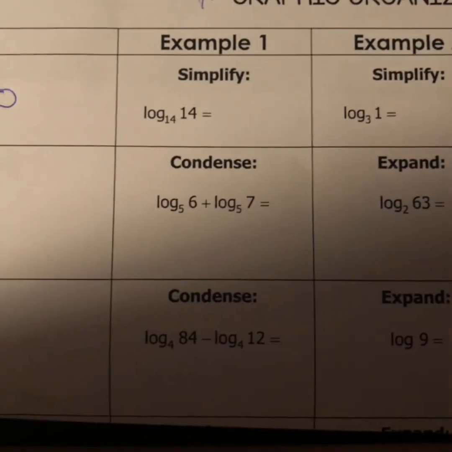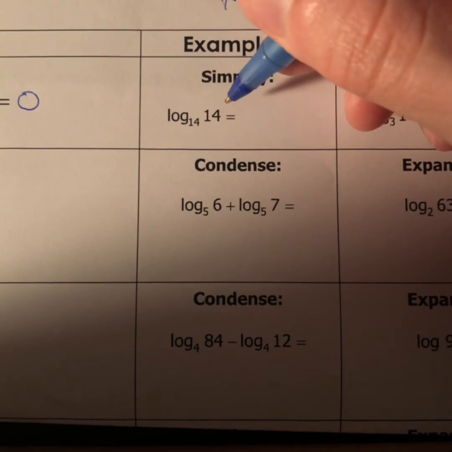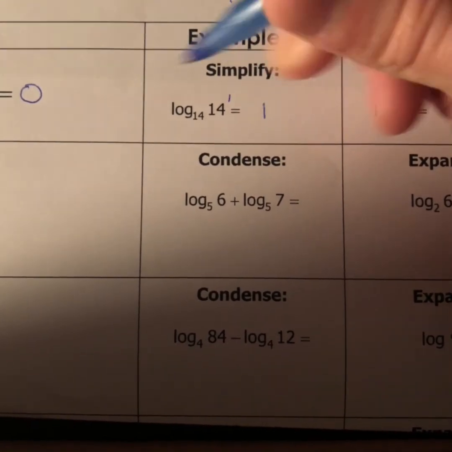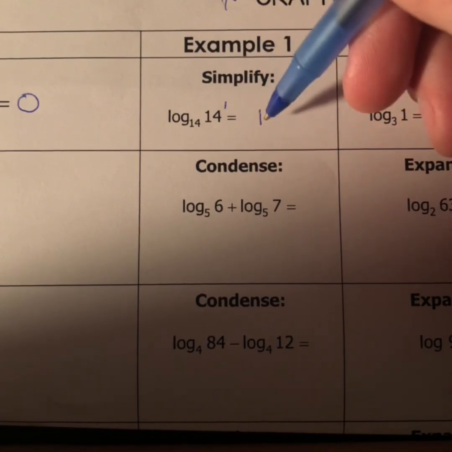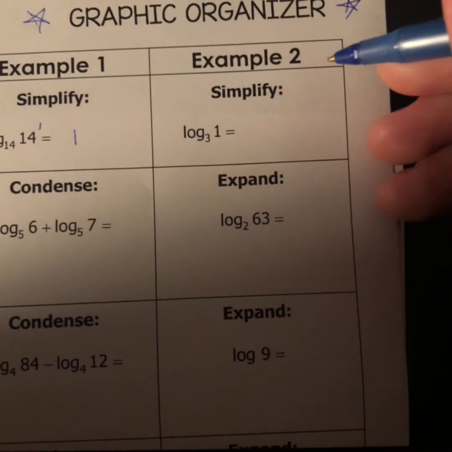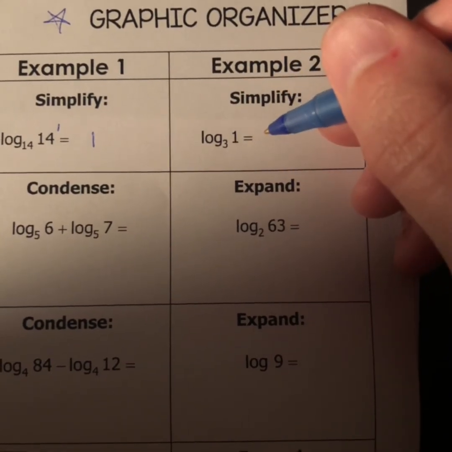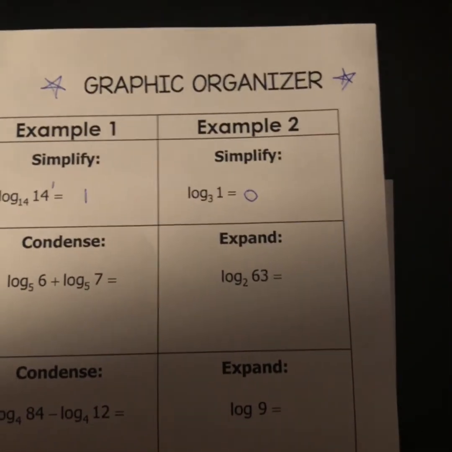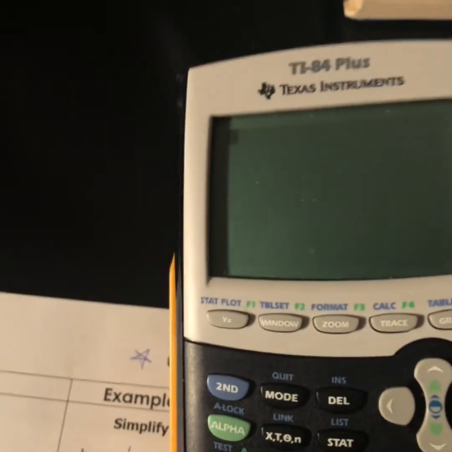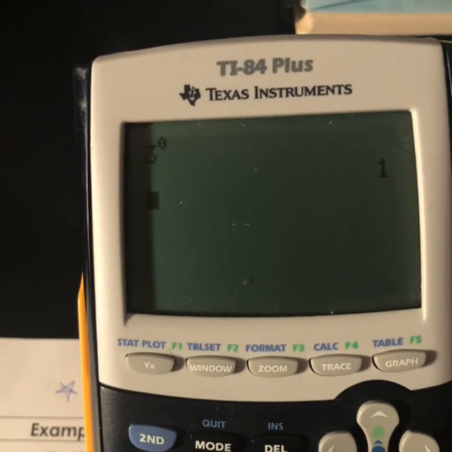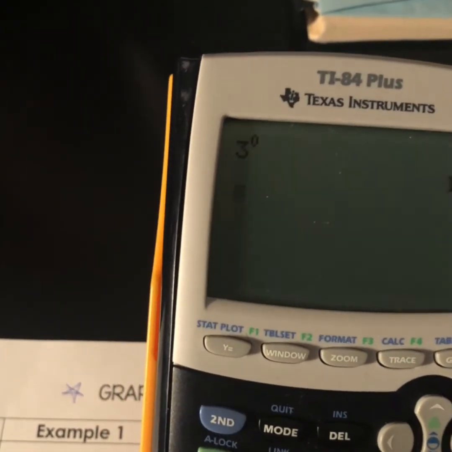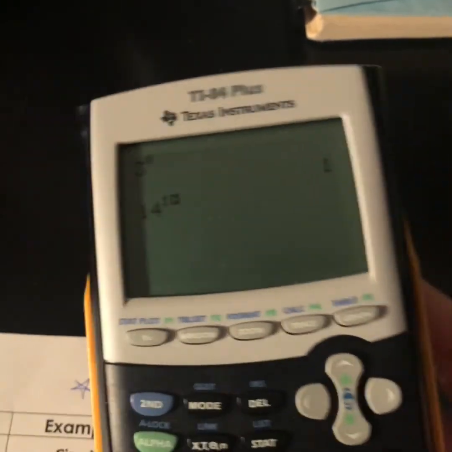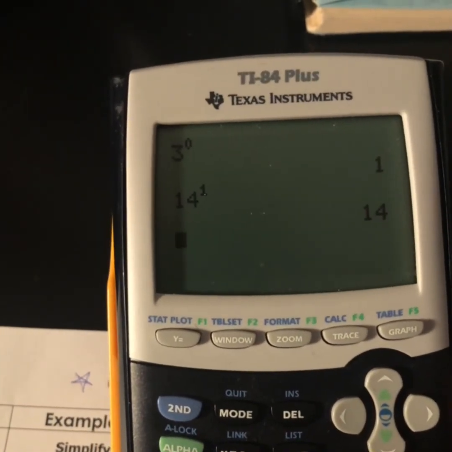They have you practice these right here. Log base 14 of 14, well, that is, once again, just 1, because you're asking yourself, 14 to what power equals 14? It'd have to be 1. And then over here, 3 to what power equals 1? Well, it'd have to be 3 to the 0th power. If you don't believe me, go to that calculator. Go 3 to the 0th power. It equals 1. Just like if we did 14 to the first power, it still equals 14. Calculator doesn't lie. So that's just general properties.